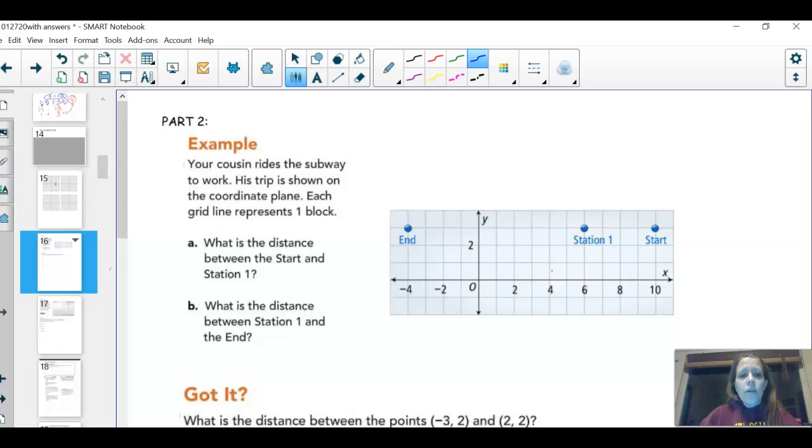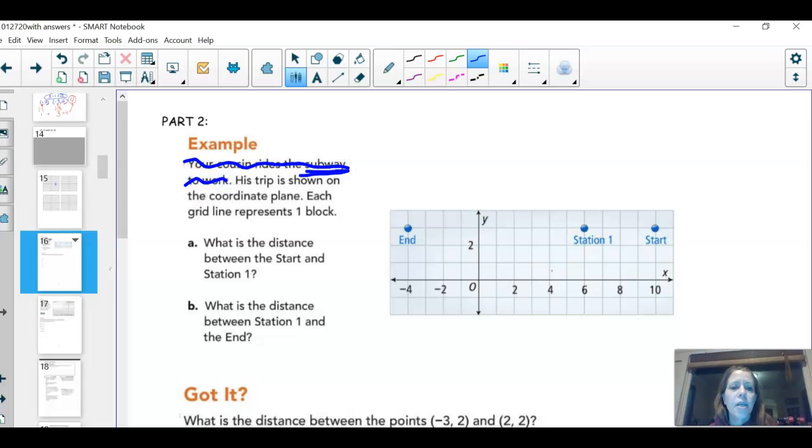So let's first make sure we understand. Your cousin rides the subway to work. Okay, y entonces tu primo va a usar subway. Y ese es un tipo de tren a su trabajo. Esta información es importante, pero este es porque tú necesitas tener una razón por este problema. Okay, so this information is important, but it's mainly just the reason for the problem. So it's not really something I need to worry about.